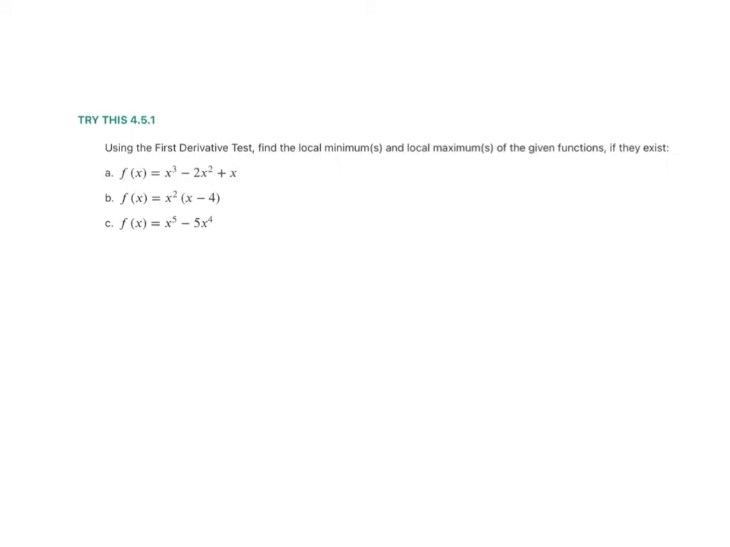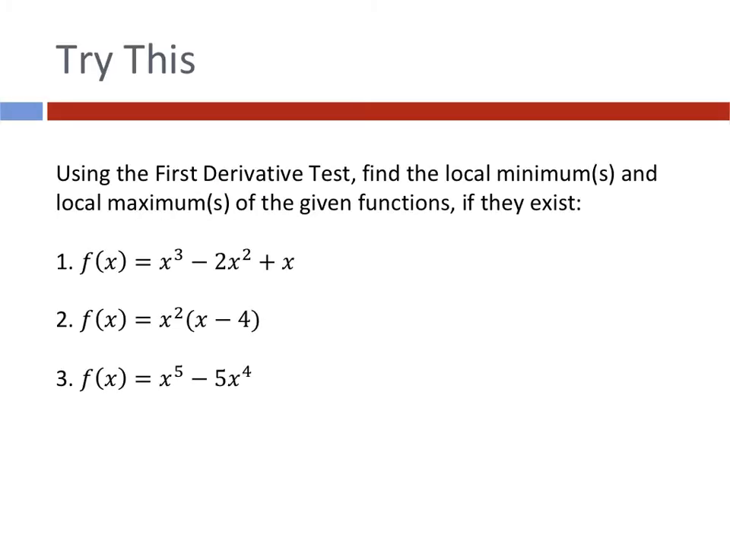In this Try This problem, we're going to use the first derivative test to find local mins and maxes of the given functions, if they exist. All right, so let's try to apply the first derivative test to find the local mins and local maxes of the given functions. So let's look at number 1 first off, and we're going to need to take the derivative to find the critical points, right?